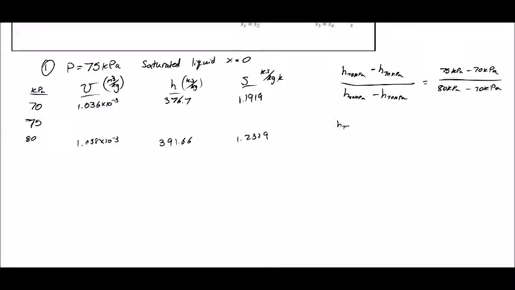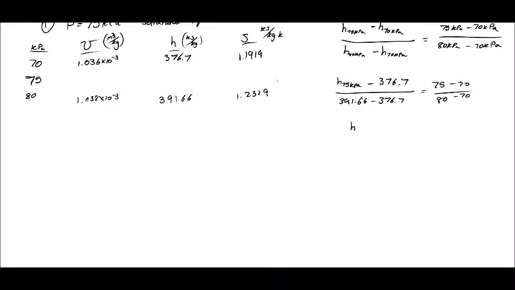So H at 75 kilopascals minus 376.7 over 391.66 minus 376.7 equals 75 minus 70 over 80 minus 70. We solve H at 75 kilopascals to equal 384.18 kilojoules per kilogram.